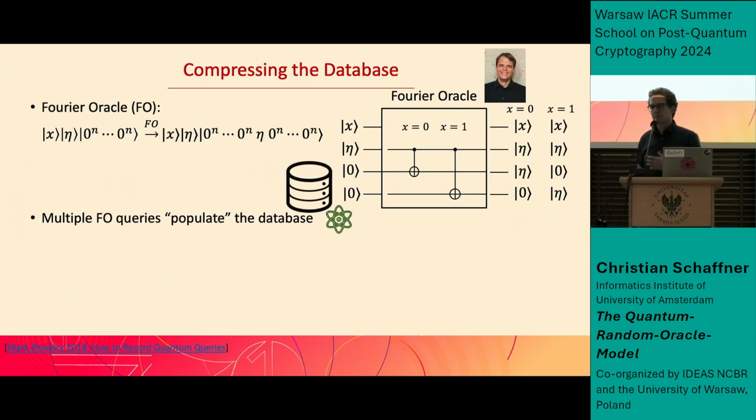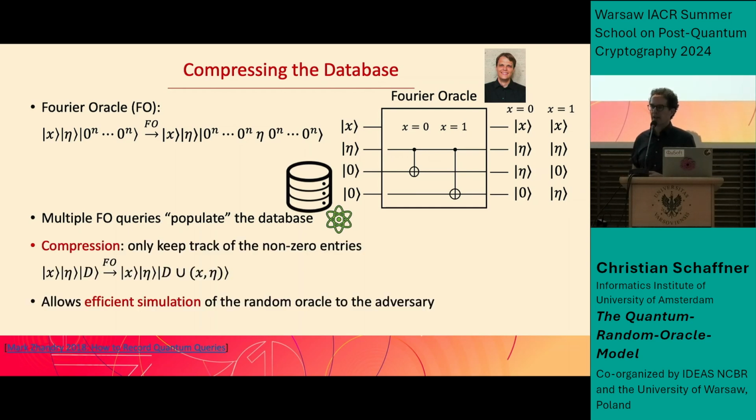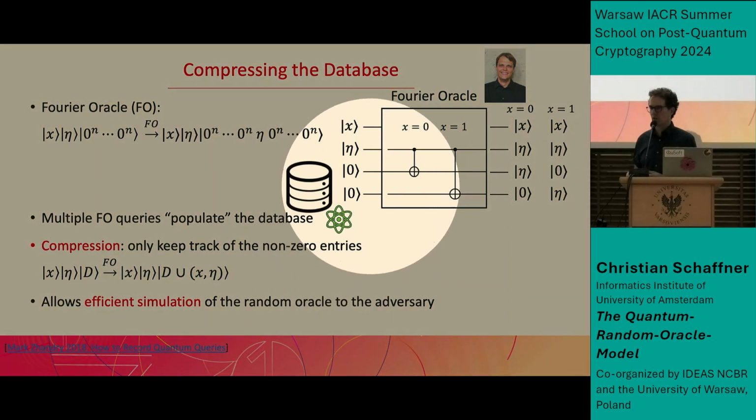So what happens, again on a high level, is that if you do multiple queries in this way, in the Fourier oracle, then you actually populate this database. Every query you make, you write stuff into this database. And Mark also showed how to deal with that, because as I said before, this database is huge.